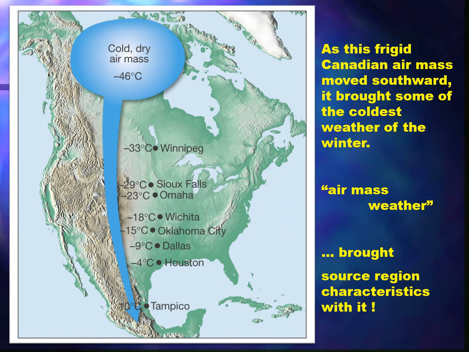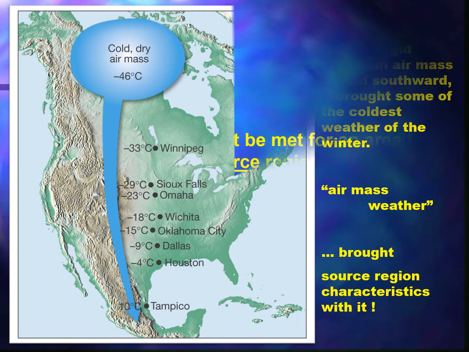In this particular example here, that's either going to be continental polar, it might actually be continental Arctic. They're going all the way down to Tampico, Mexico. That's going to be a continental polar air mass moving way far south, and that's only going to happen in the wintertime.